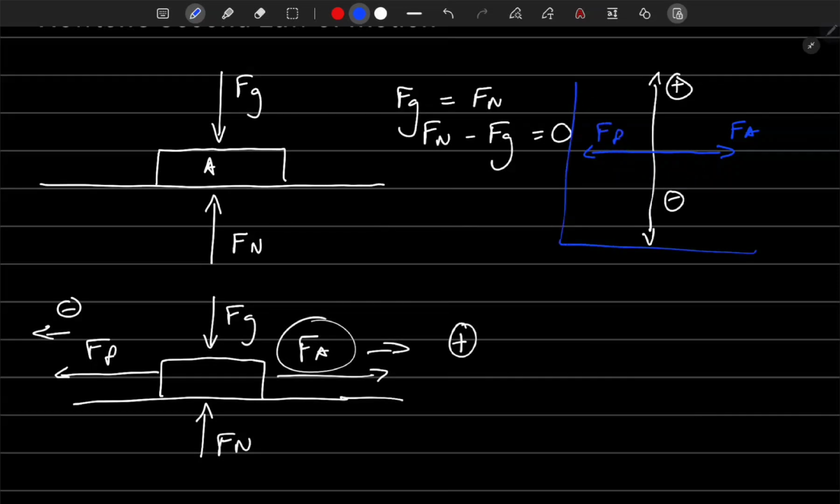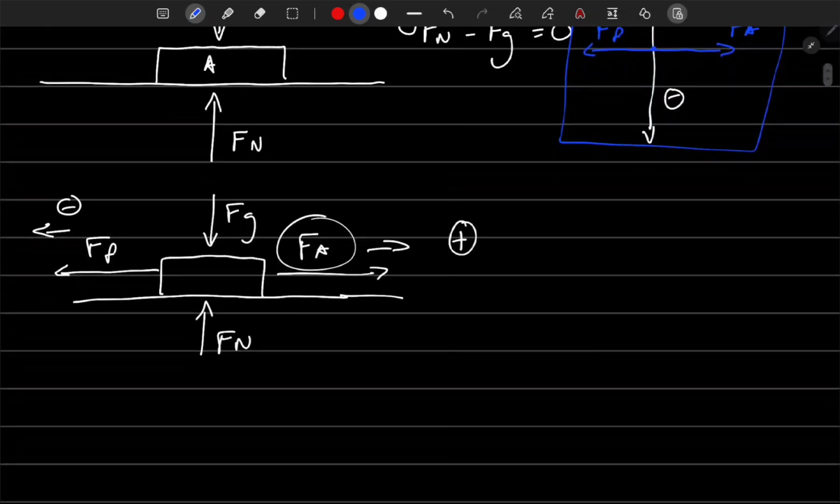Now, this also happens to be called a free body diagram. It's called a free body diagram because there is no body here. Here there is a body diagram, but here there's a free body diagram. We just represent the object by a dot, and then we show the direction of the forces that are acting on this particular object.